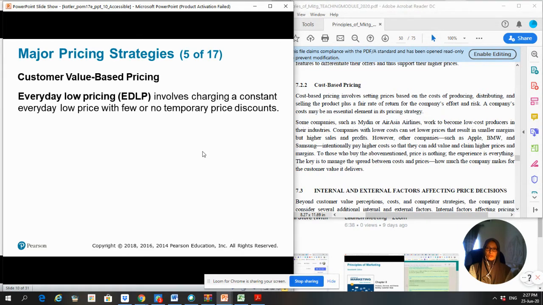They're able to charge EDLP because they have very excellent supply chain management in order to reduce the cost. For example, a branded t-shirt like Nike, we can get at a cheaper price at Walmart compared to other shopping malls, because this is what we call everyday low pricing. Harga murah, but with the same level of quality as other companies. So that actually makes Walmart very successful, right, because of this EDLP.